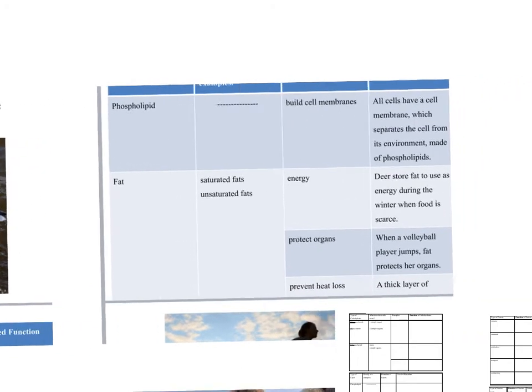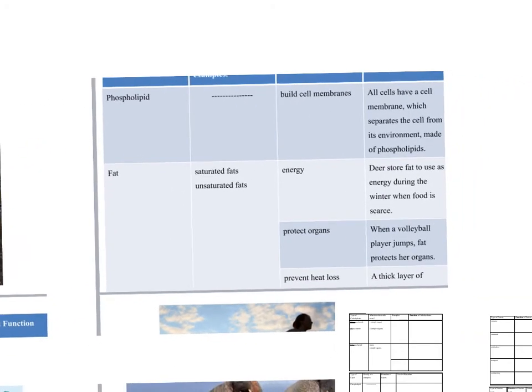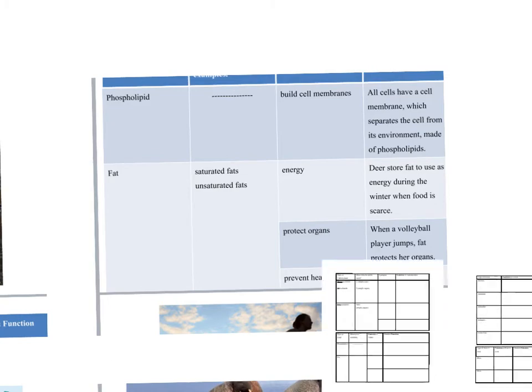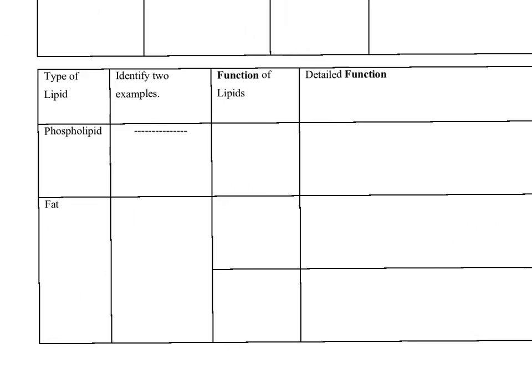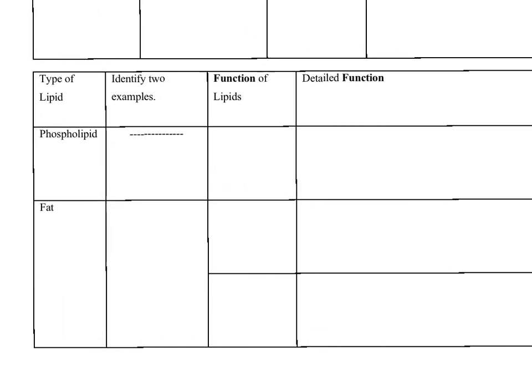Okay, so let's take a look at that data table. I'm going to blow that back up. We don't want carbs anymore. We want lipids. So, function of a phospholipid. A phospholipid is our first type. Kind of a big word, but because it has this in it, we know it's a lipid. So the function of this one is you find it in the cell membrane.